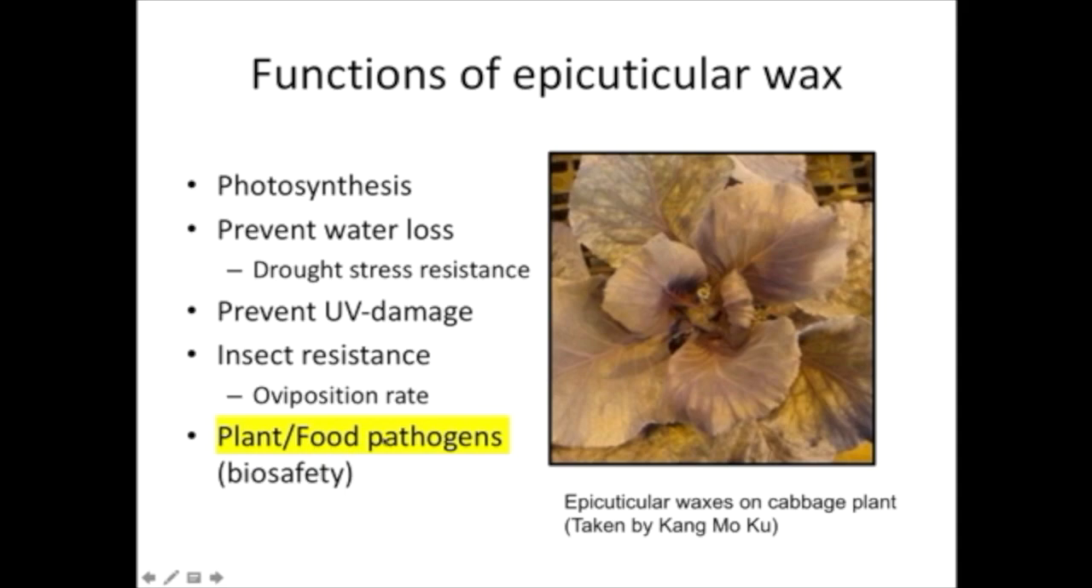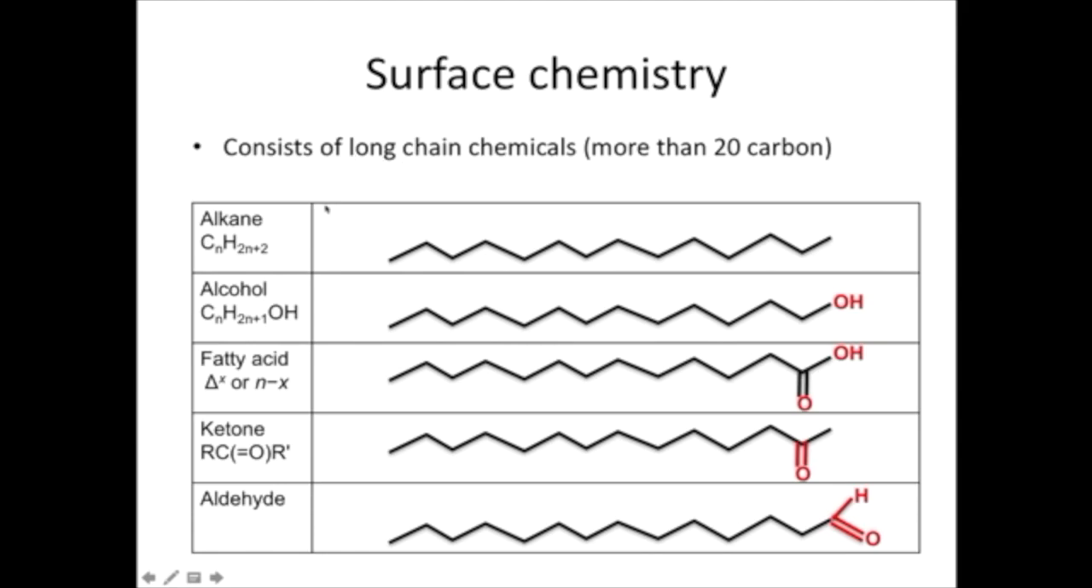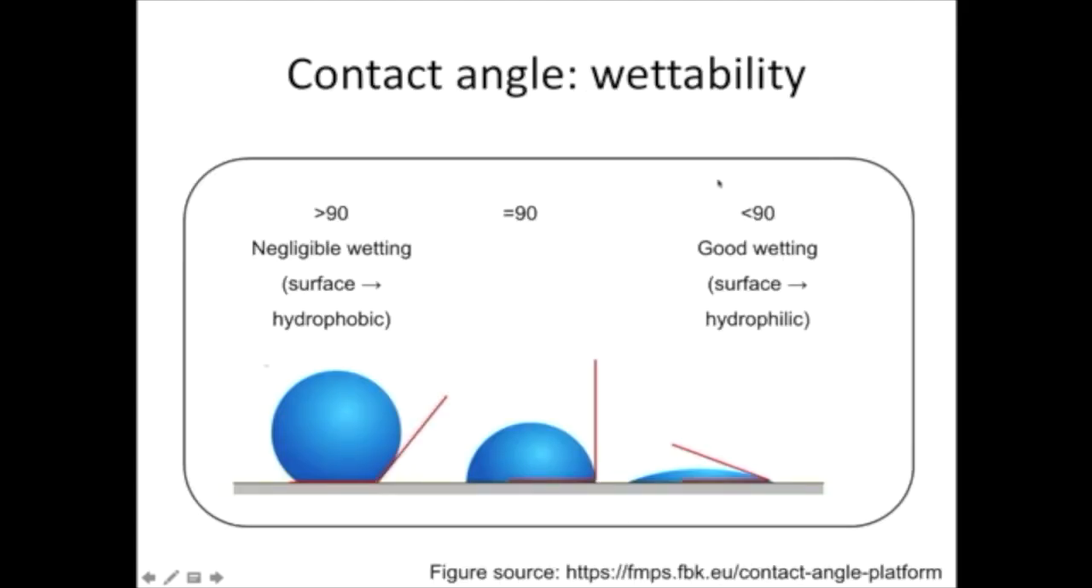Plant surface is composed of lots of different lipids, including alkane, alcohol, fatty acid, ketone and aldehyde. These are all more than 20 carbons, which is hydrophobic, so it makes the plant surface more hydrophobic. And a hydrophobic surface has very low wettability, so in order to measure wettability, people use contact angle. This tangent angle is the contact angle. More than 90 degrees is considered hydrophobic, and less than 90 degrees is considered a hydrophilic surface.